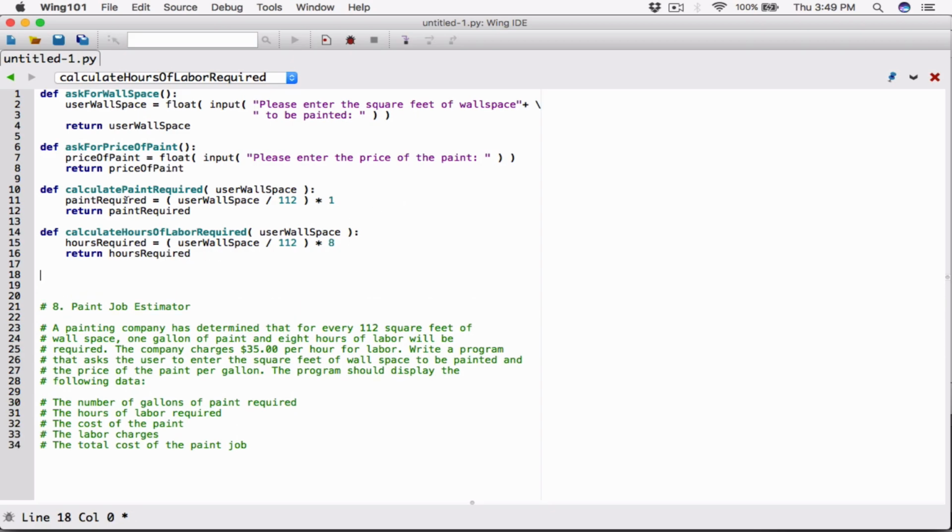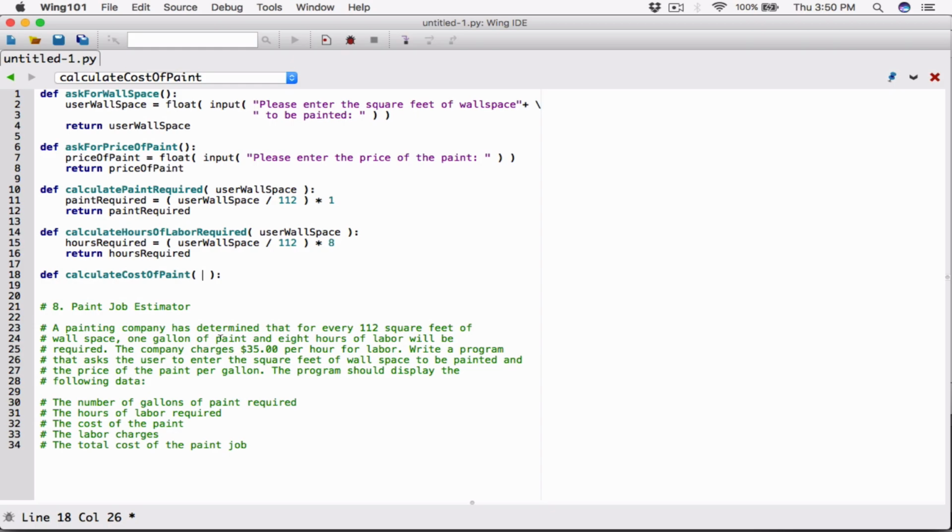So now we're done figuring out the paints required and the hours of labor required. The next thing we're going to figure out is the cost of the paint. So let's go ahead and define a function called calculate cost of paint.